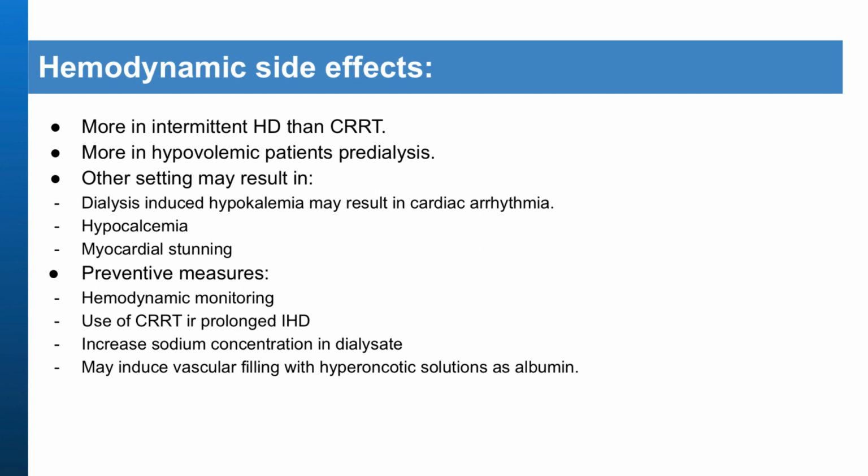If the rate of removal of fluids is more than the replacement fluid from the interstitium, this usually results in hypotension, and we mentioned that it usually happens in predisposed patients with hypovolemia. Other causes of hypotension in dialysis may be septic shock, cardiogenic shock, and other causes of shock. Dialysis also may cause hypokalemia, and this can result in cardiac arrhythmia, so be careful about the dose of potassium you add to the dialysis. Hypocalcemia and myocardial stunning may also cause hypotension.